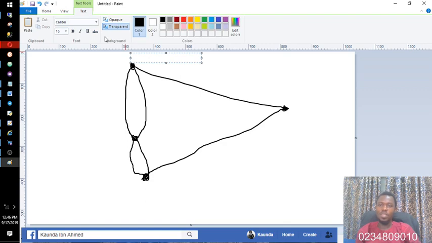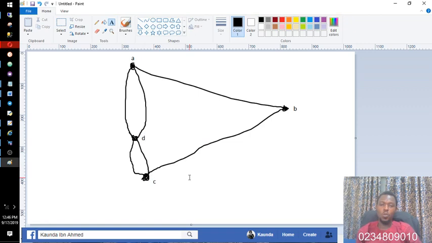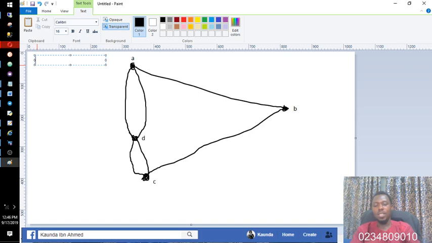So we have A, B, C, D. So we have it this way. Number of vertices we have: 1, 2, 3, 4. Number of edges, that's the lines.